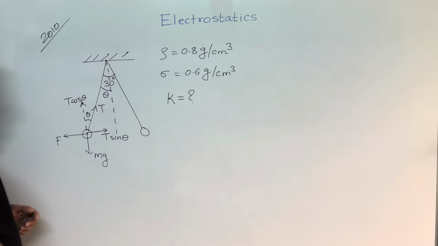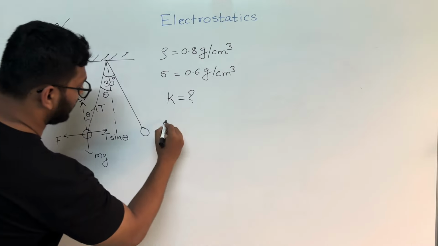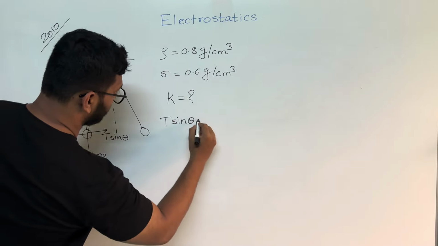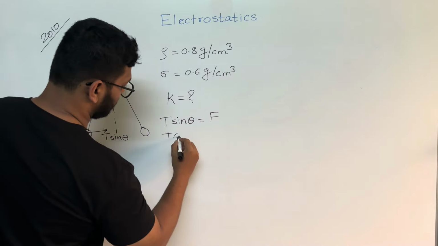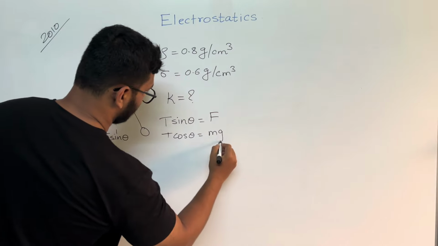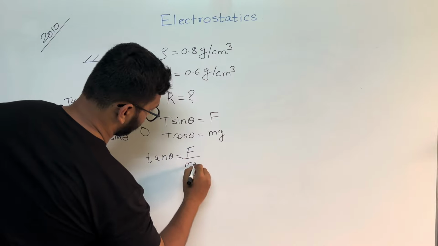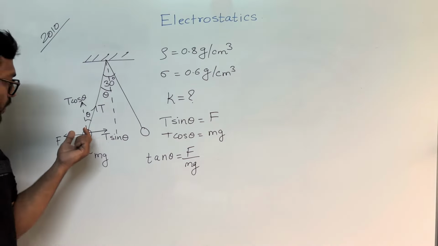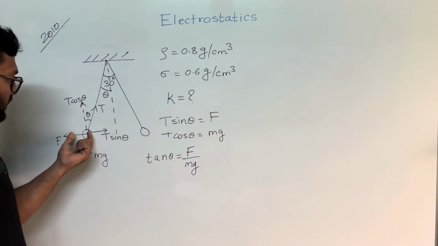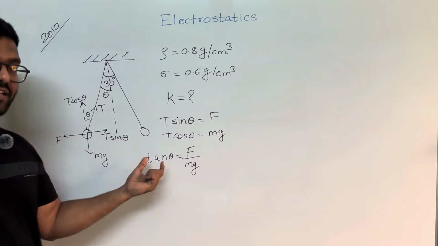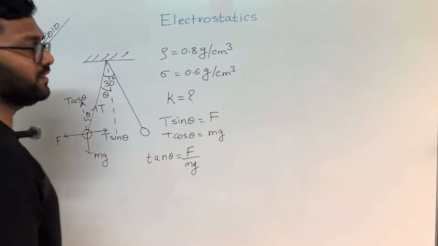So now what will happen is that, if you write this angle over here, T sin theta is balanced by F, right? And T cos theta is balanced by mg. So tan theta is equal to F by mg, right? Now, if some way or the other my force F reduces, what will happen? If the force reduces, this theta will also reduce because it is tan theta. So this angle will also reduce and they will be coming closer to each other.